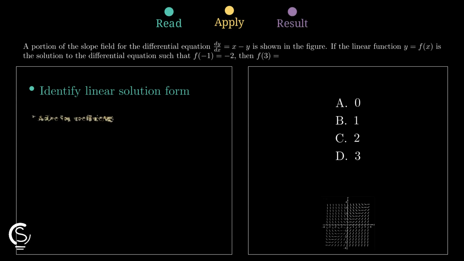Finally, our linear function is y equals x minus 1. Plugging in 3 for x gives 2, making option C the correct choice.